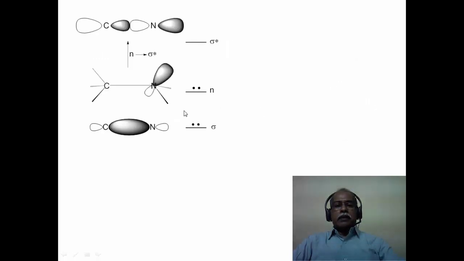This is a diagrammatic representation of the n to sigma star transition. This is the CN bond, which is a sigma bond with 2 electrons. The nitrogen also has a lone pair of electrons, which is represented by the non-bonded level. In other words, the lone pair of electrons, the non-bonded electrons, can be excited to the sigma star level. Typically, in the case of primary amines, which are saturated amines, or ethers, which are saturated ethers, the lone pair of electrons from the heteroatom can be pushed into the sigma star orbital, and this would correspond to the n to sigma star electronic transition of the molecule.